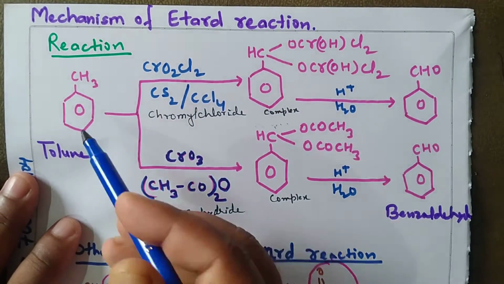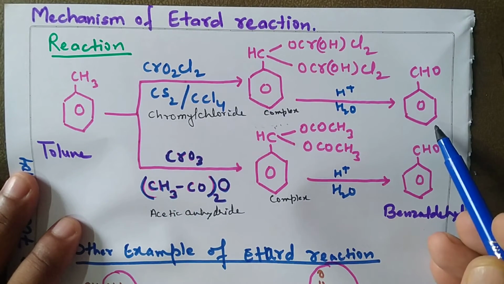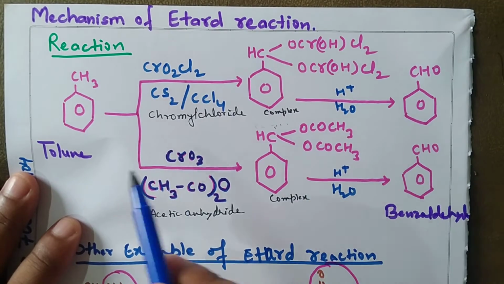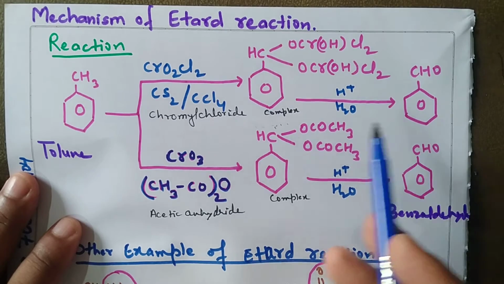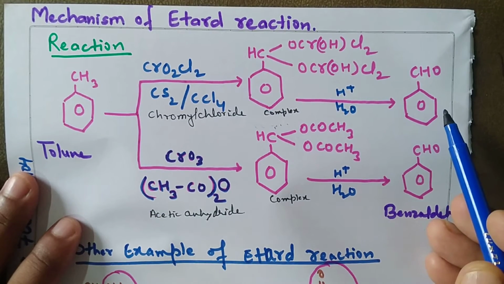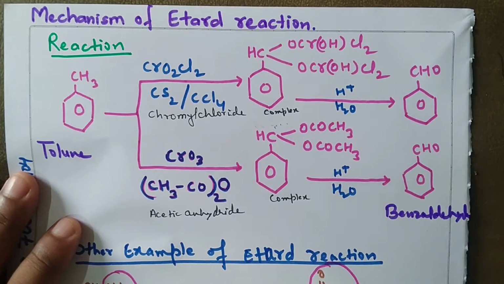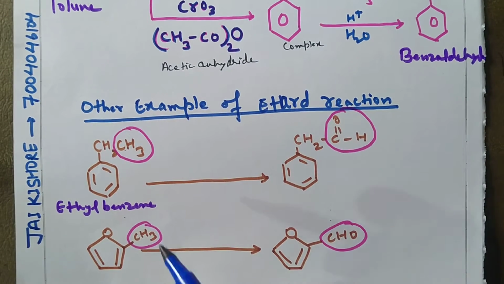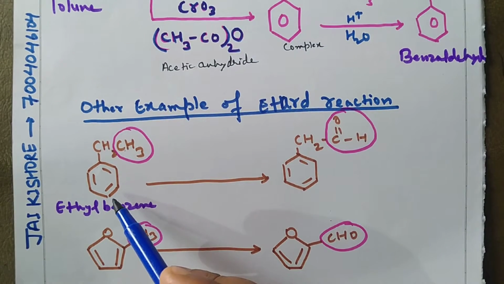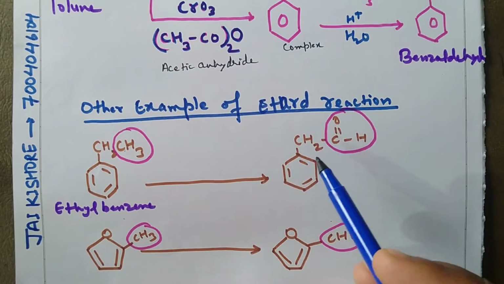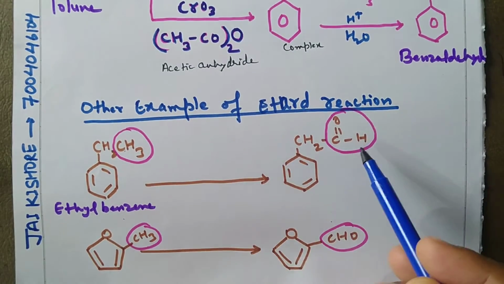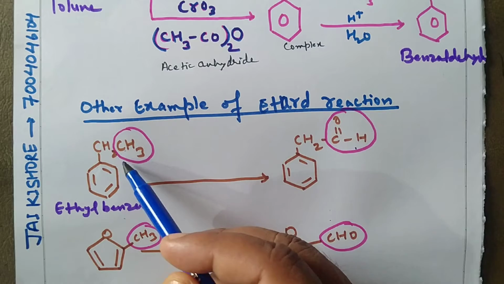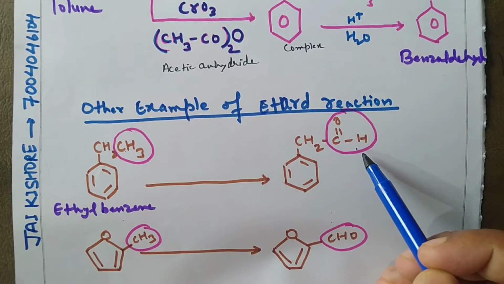Now, this conversion of toluene to benzaldehyde is called the Etard reaction, and this reaction is a partial oxidation because the reaction occurs only up to the aldehyde stage. Another example you can see here is ethyl benzene, which on Etard reaction gives this product: the CH3 is converted into a CHO group. We have a CH2 group, but only the methyl group is converted to the CHO group.